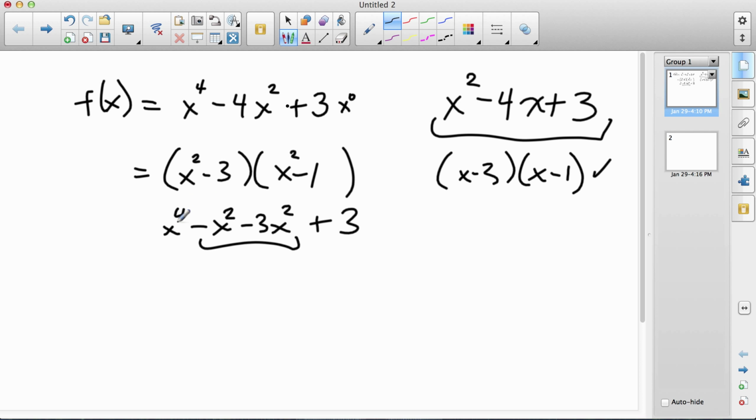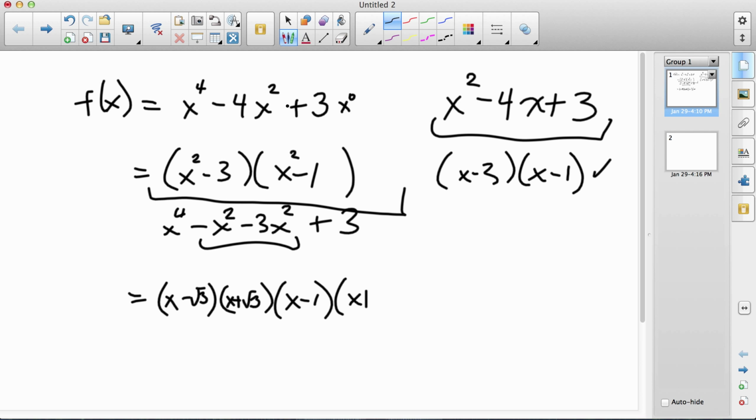Now with this one, x squared minus 1, that's a difference of squares. I guess this one almost is too. So you could leave it like that, or you could write that as a difference of squares. So it'd be x minus root 3 and x plus root 3 for this one. And for this one, you could call it x minus 1, x plus 1.